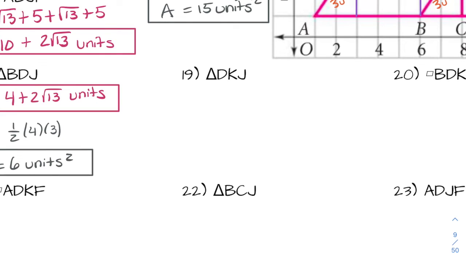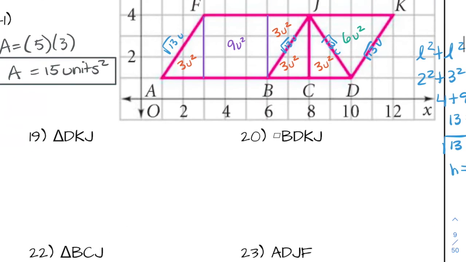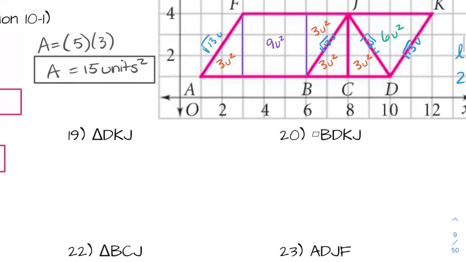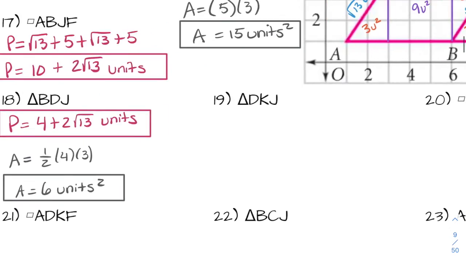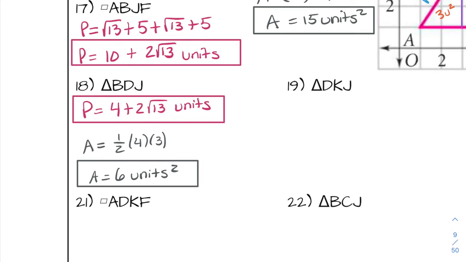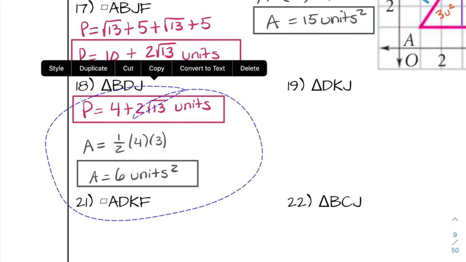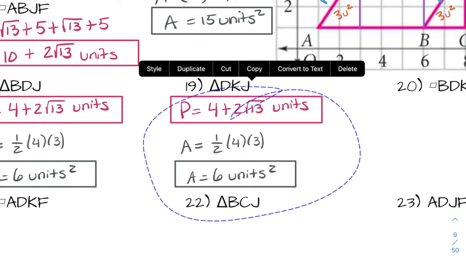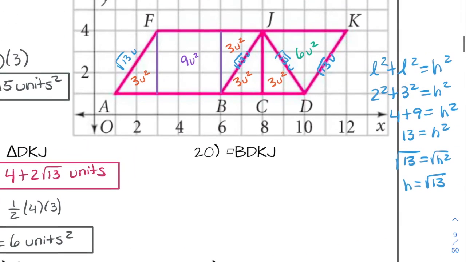Okay, DKJ is the same exact triangle, but flipped. So guess what? I am going to copy and paste all of these items there. Okay, same triangle, but flipped.